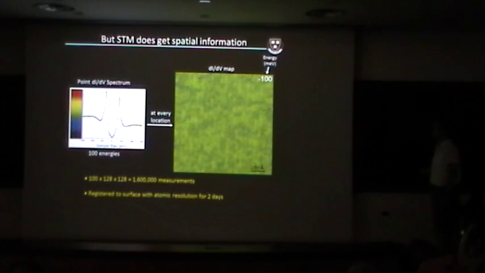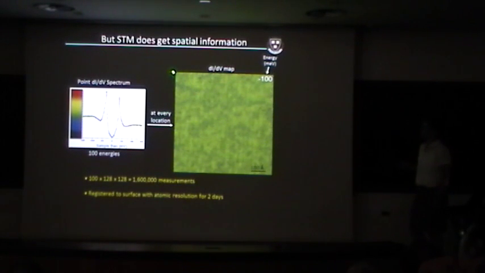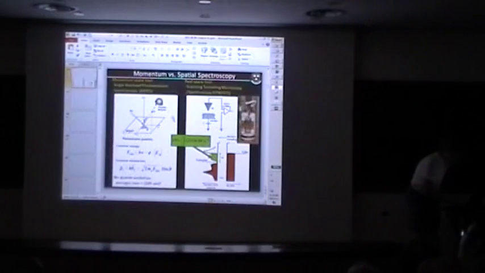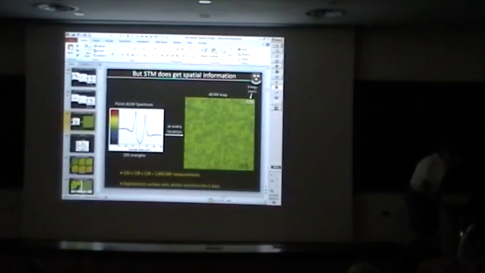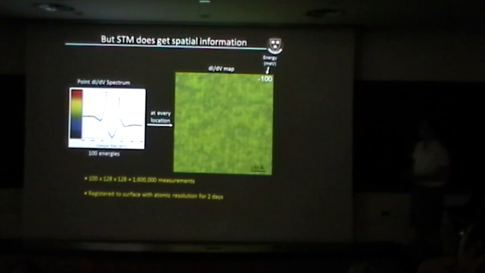But STM gets the spatial information, and in particular, what we can do is get a density of states at every single location. I lost this slide somewhere. Nope, it's just gone. Sorry. Okay, I can make that point from the slide.